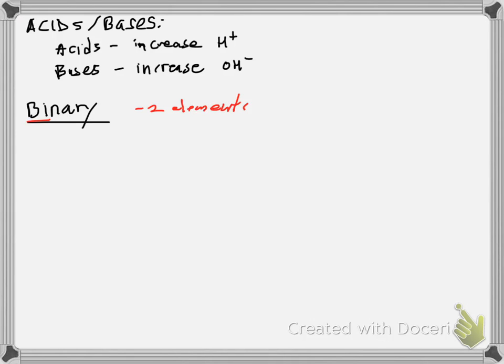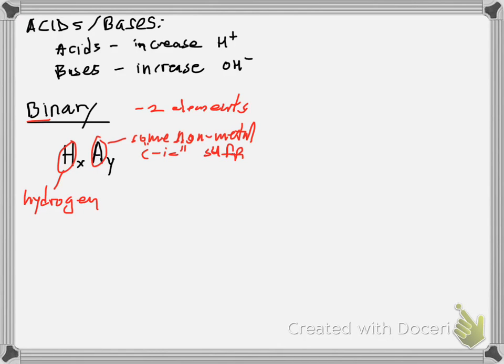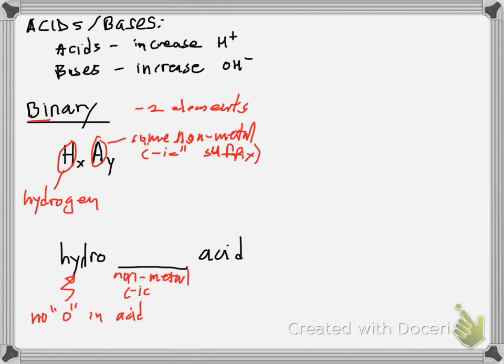We're looking first at binary acids, so bi meaning two elements. It'll have a form that looks something like this: hydrogen, where those X and Y's would be some number, and A would be some nonmetal, something with a suffix of ic. The way you would name it is hydro-something-ic acid.